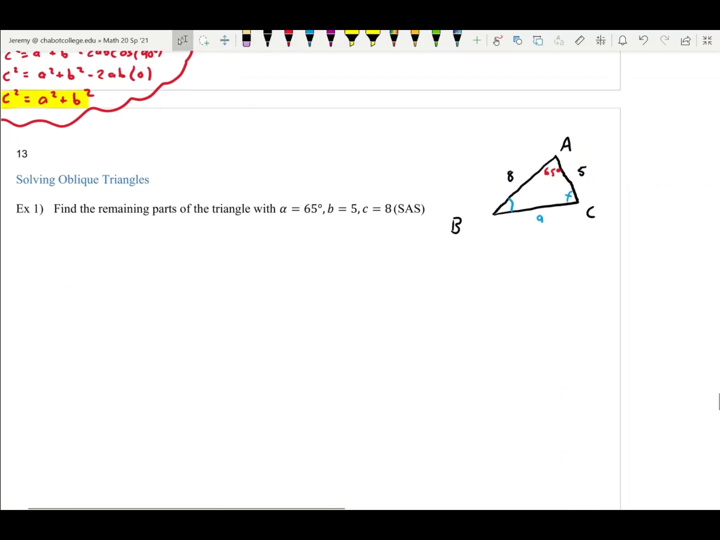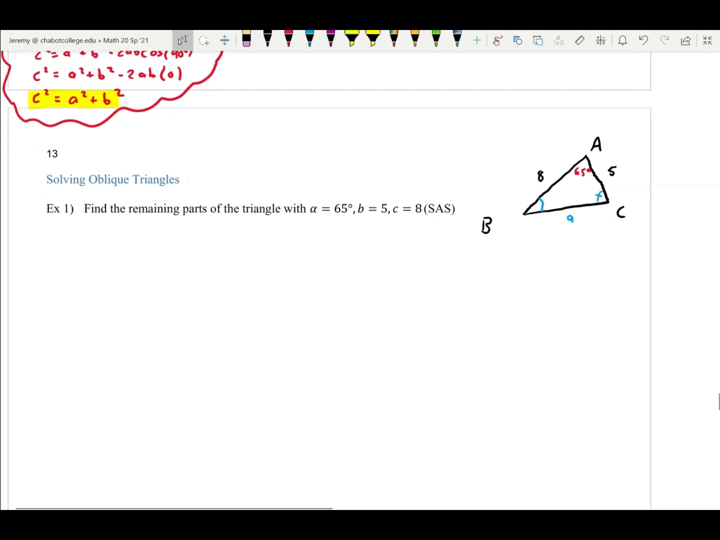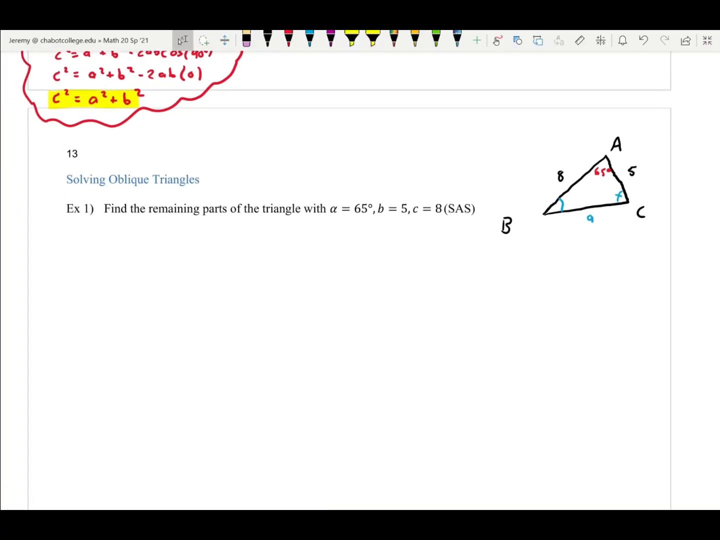Okay, so this is one of those scenarios where law of sines is going to fall short. We're not going to be able to solve this one using law of sines. You can try. I dare you to try. It doesn't work out. So we're going to use law of cosines. And here's how we do this.